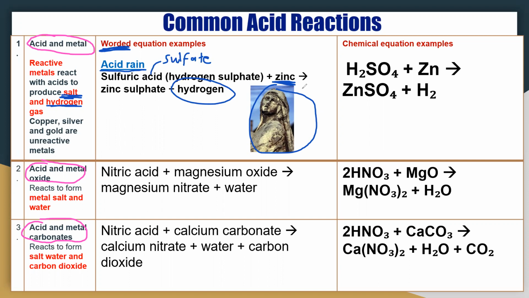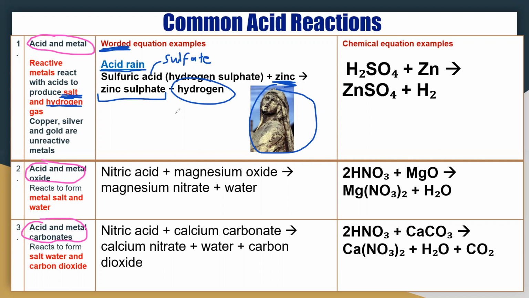So we combine zinc and sulfate together to give us the metal salt known as zinc sulfate. So zinc sulfate plus hydrogen. That's just the formula. That's the template we're going off, and those are the two products we can expect to see.